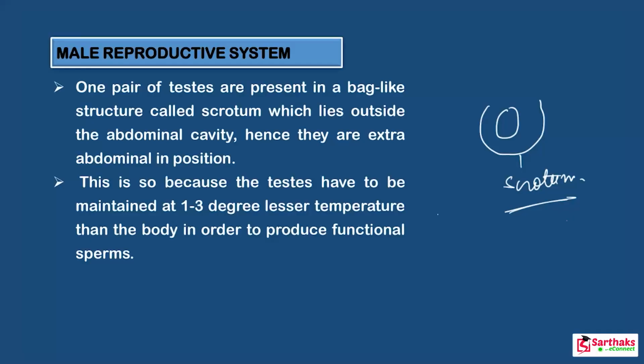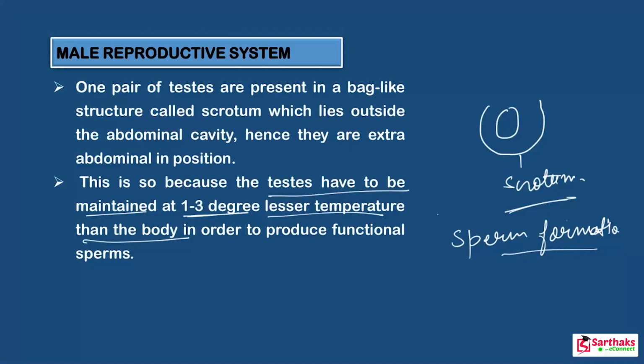And why does this happen? Why is the testis situated outside the abdominal region? Because for the process of sperm formation, the testes have to be maintained at 1 to 3 degrees lesser temperature than the body. Got it? Just for the formation of functional sperm. That's why they get the most suitable temperature for the formation of sperms.